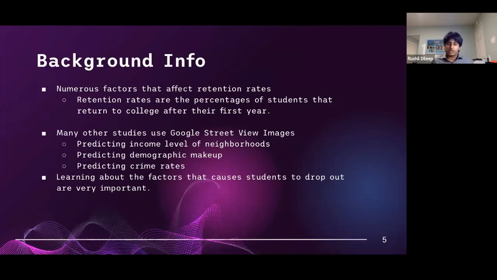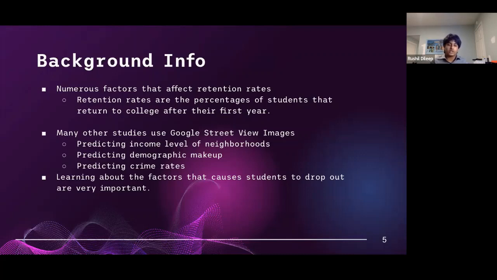So there have been many other studies that use Google Street View images, the first being predicting income level of neighborhoods. In this research paper, they use convolutional neural networks, which is also known as CNNs, to predict income brackets from Oakland, California. The second is predicting demographic makeup. So in this project, they used Google Street View images of cars across the world and a logistic regression model and tried to estimate the demographic of neighborhoods across the US. Third is predicting crime rates. Using CNNs and regression models, they tried to predict crime rates. And their results show that it is possible to predict crime rates based off physical characteristics of a community.